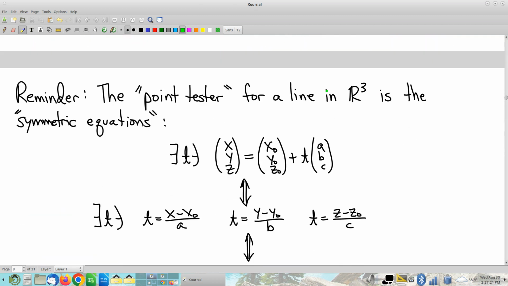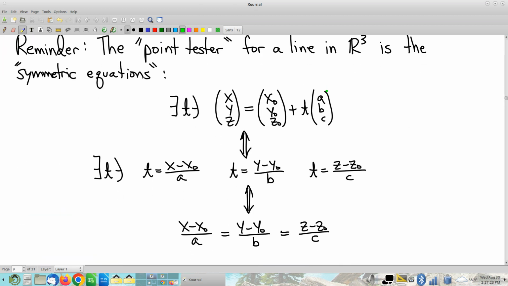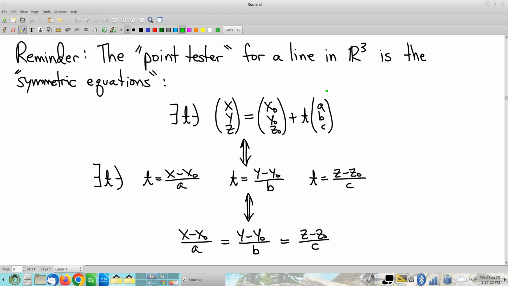All right. So some of you may have seen this. This kind of thing I kind of feel like should have been in a linear algebra class, but I accept that I guess it isn't, at least not for all sections. This thing called symmetric equations of a line. This is the answer to a question that we haven't really thought of yet.